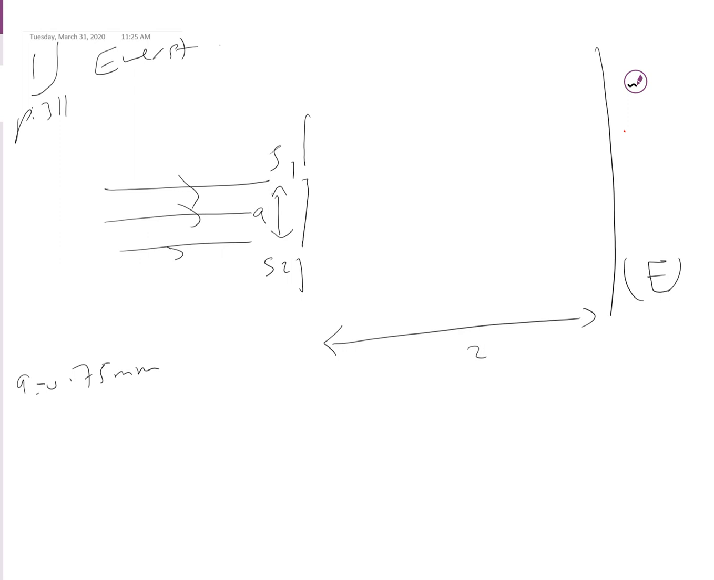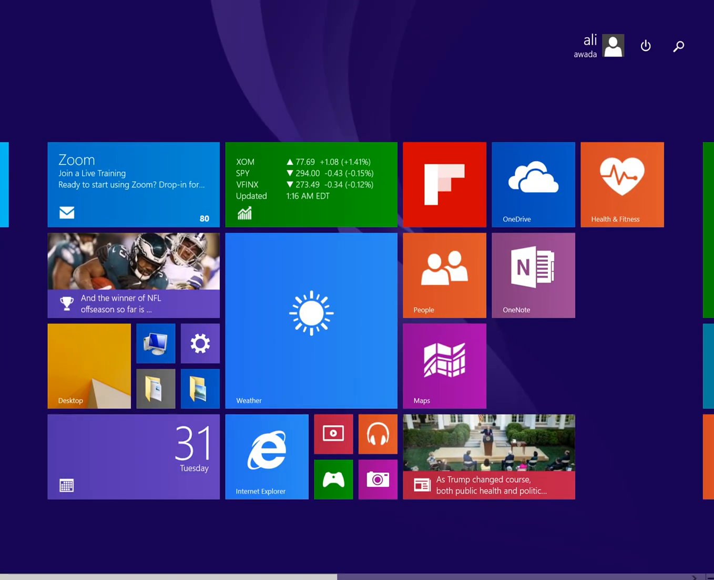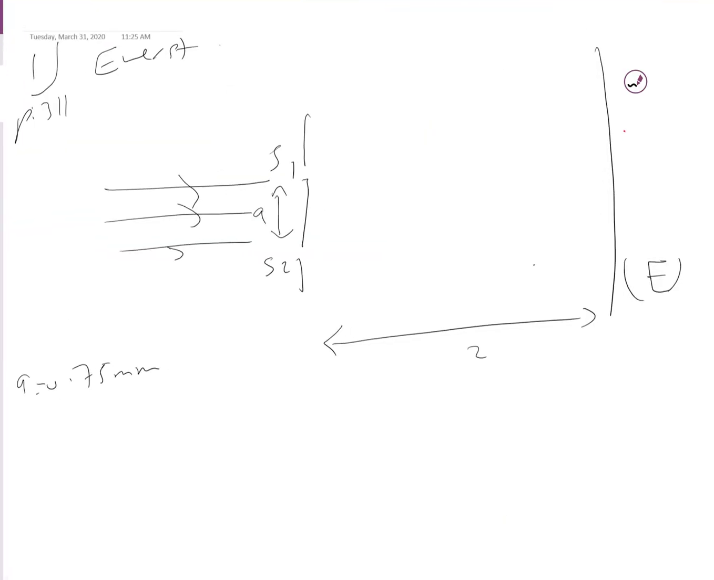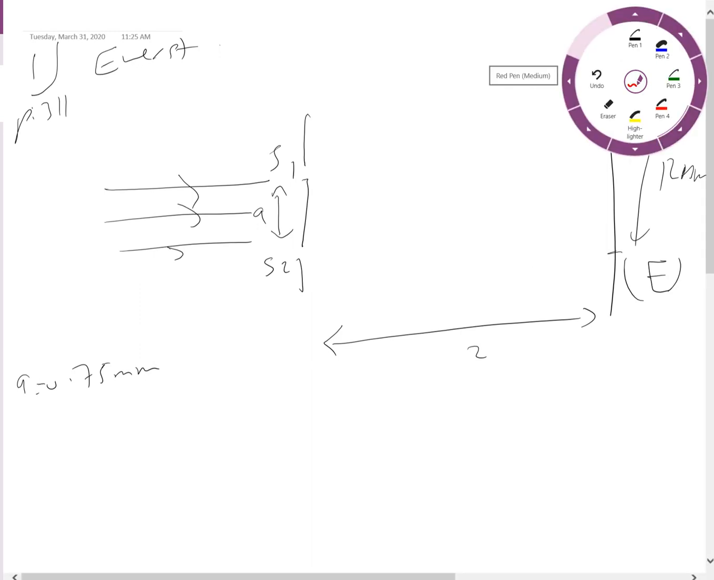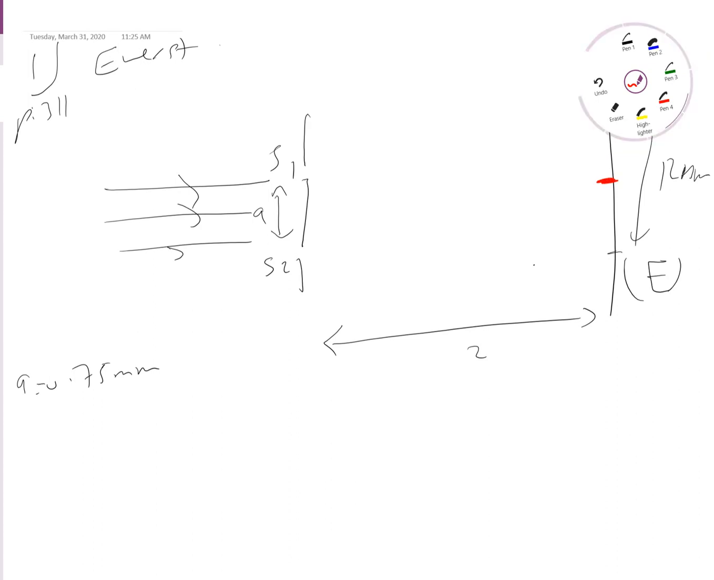Okay, you can notice on the diagram that we have a screen with an interference pattern of width 12 millimeters. In this pattern, we have 7 bright fringes. Bright fringe here, another one, another one, another one. Okay, we have 7 bright fringes.